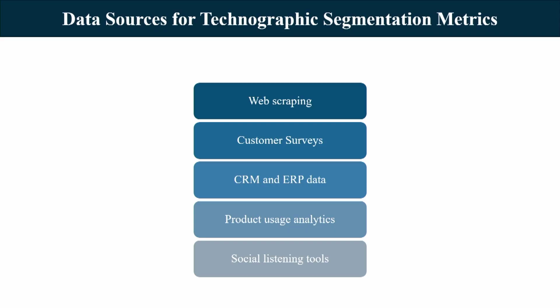Then CRM and ERP data, customer relationship management data and enterprise resource planning data. So, you can also collect the data for technographic segmentation from CRM and ERP. Then product usage analytics, where there can be multiple tools, and ultimately social listening tools. So, you can listen to social media by capturing hashtags. You can use certain tools and techniques to understand the sentiment about a topic. So, these are the various ways through which we can capture data.